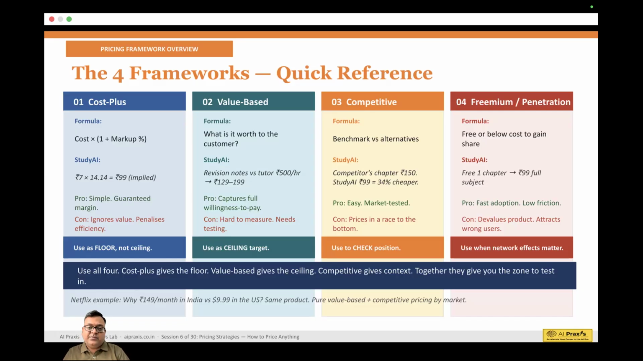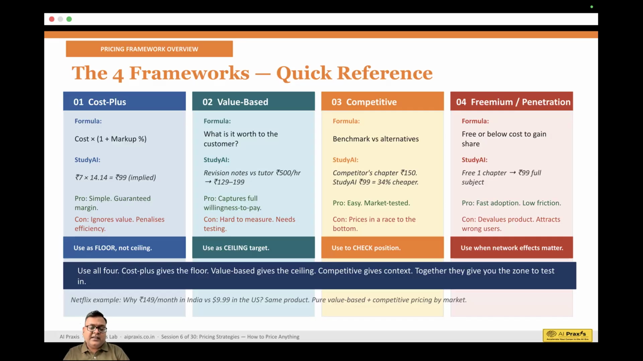It could give them early or fast adoption with low friction. The con is it devalues the product. It sometimes attracts the wrong users. Use this when network effects matter. The choice is yours. Use all four of them. Cost plus gives the floor, value-based gives the ceiling, competitive gives context, and together they give you the zone to test in.